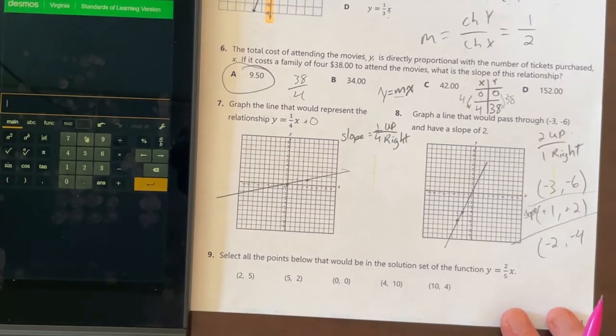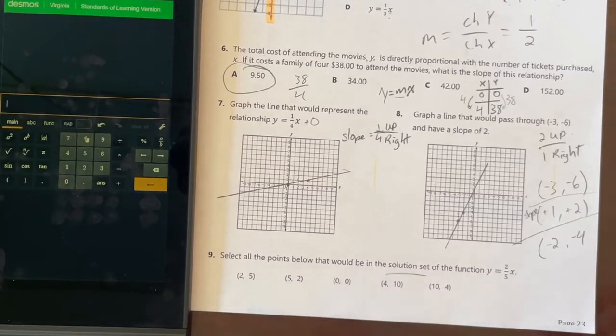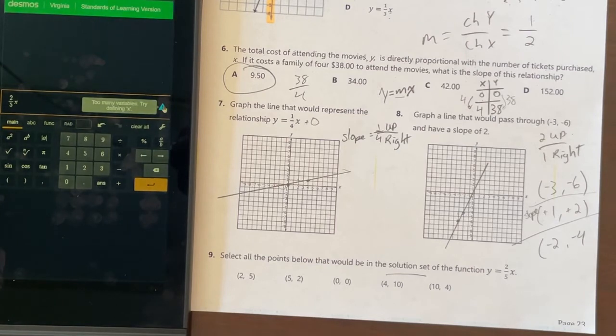And then lastly, for number 9, it says select all the points below that would be in the solution set of the function y equals 2/5 times x. Again, the solution set is just the set of possible answers. What I can do is use this Desmos calculator and type it in exactly as it looks. So I have the expression 2 over 5 times x. And if you notice, it says I need to define what x is.